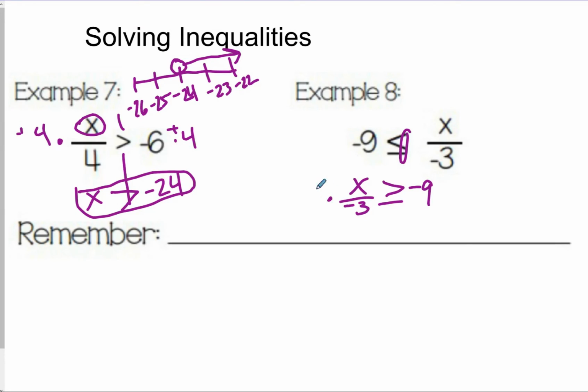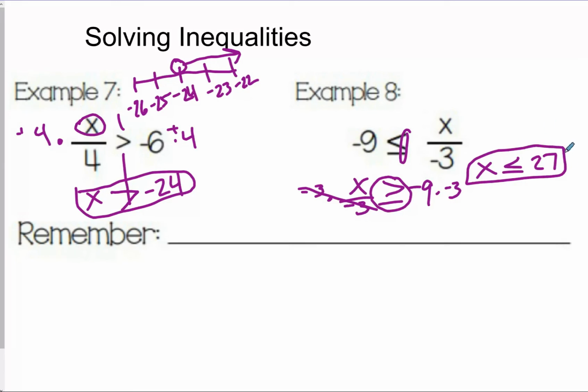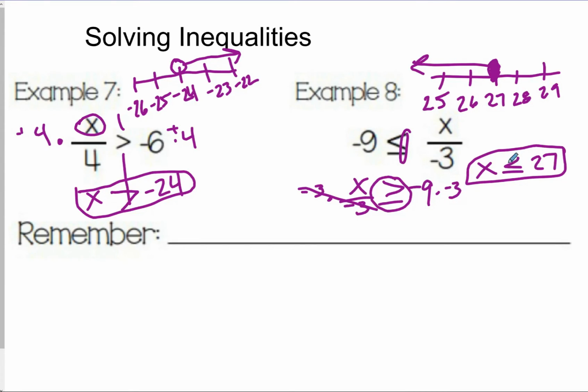Now to solve it, I'm going to multiply both sides by a negative. Multiplying by a negative, multiplying by a negative. I'm going to circle my inequality symbol because that reminds me my final answer will have it flipped because I am multiplying by a negative. So my final answer is x is less than or equal to positive 27. Closed dot because it is equal to, arrow to the left because it ended up being a less than, and notice again how my arrowhead matches my symbol.